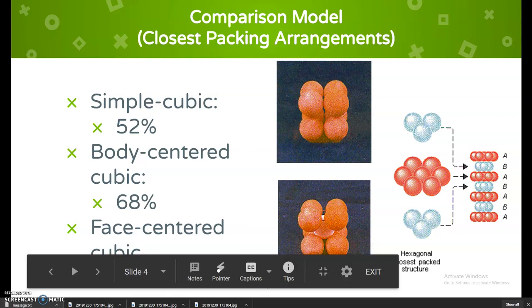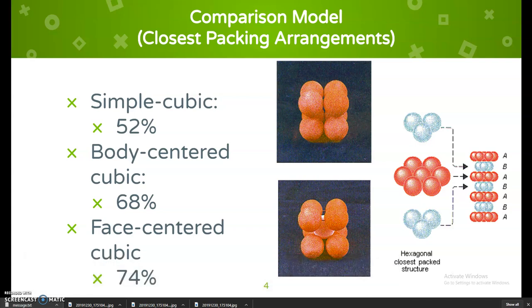So for a comparison model, I'm going to describe closest packing arrangements, and I'm going to do this by comparing individual atoms to tennis balls and trying to fit these tennis balls within a box. Simple cubic packing, the first of the three closest packing arrangements, could be compared to stacking the balls directly on top of each other. This means that each ball touches exactly 6 other balls. So each atom touches exactly 6 other atoms.